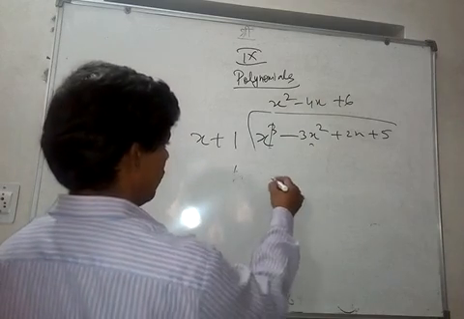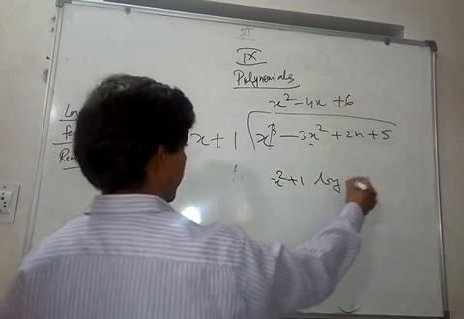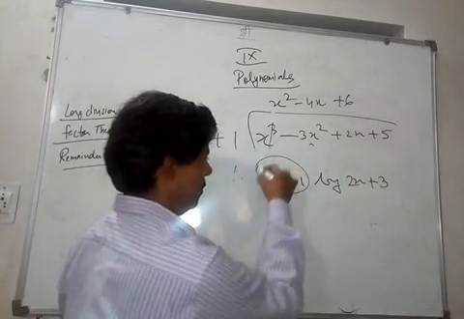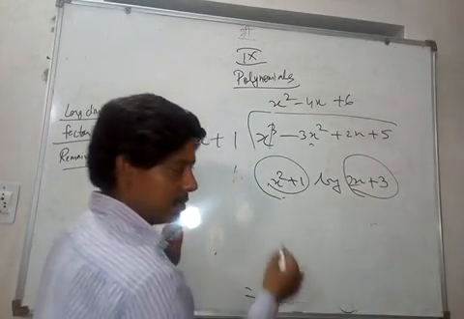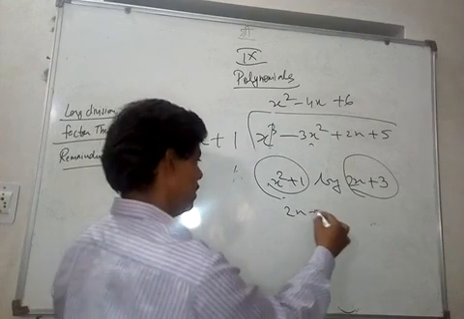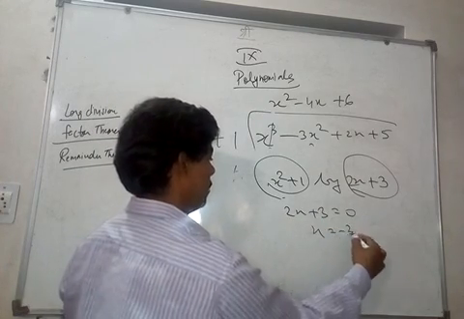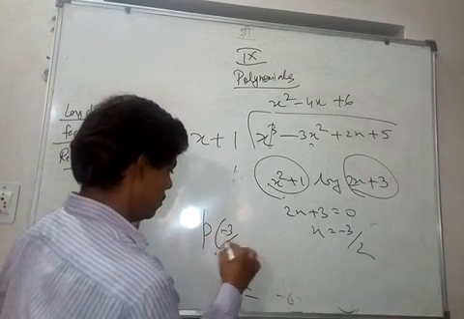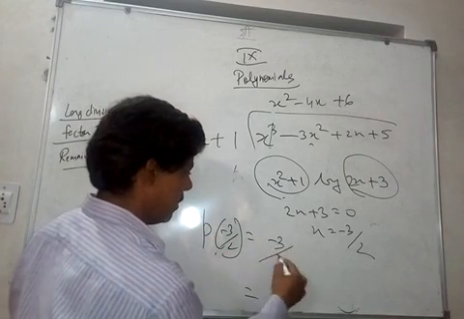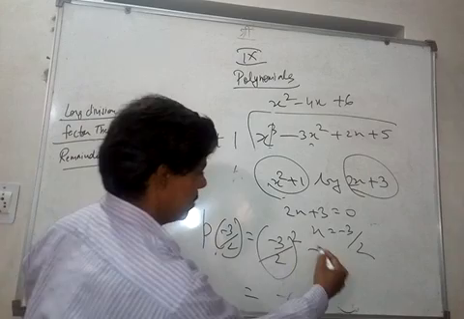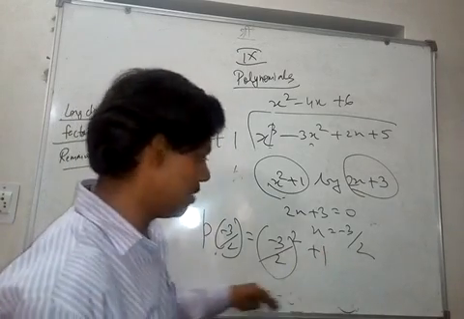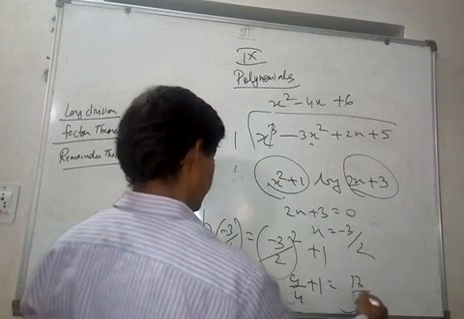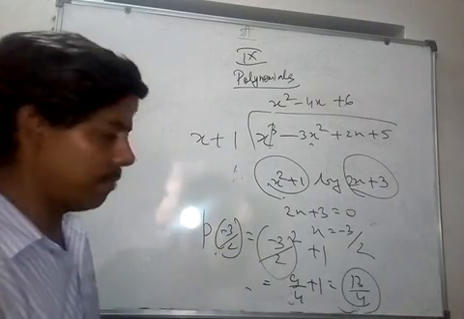Suppose somebody asks you, if you divide x square plus 1 by 2x plus 3, this is the dividend, this is the divisor, what do you get as the remainder? 2x plus 3 is equal to 0, so x is equal to minus 3 by 2, and put minus 3 by 2 here. So p of minus 3 by 2 is equal to minus 3 by 2 whole square plus 1. And minus 3 by 2 whole square is what? 9 by 4. 9 by 4 plus 1, so that is 13 by 4. So the remainder must be 13 by 4.